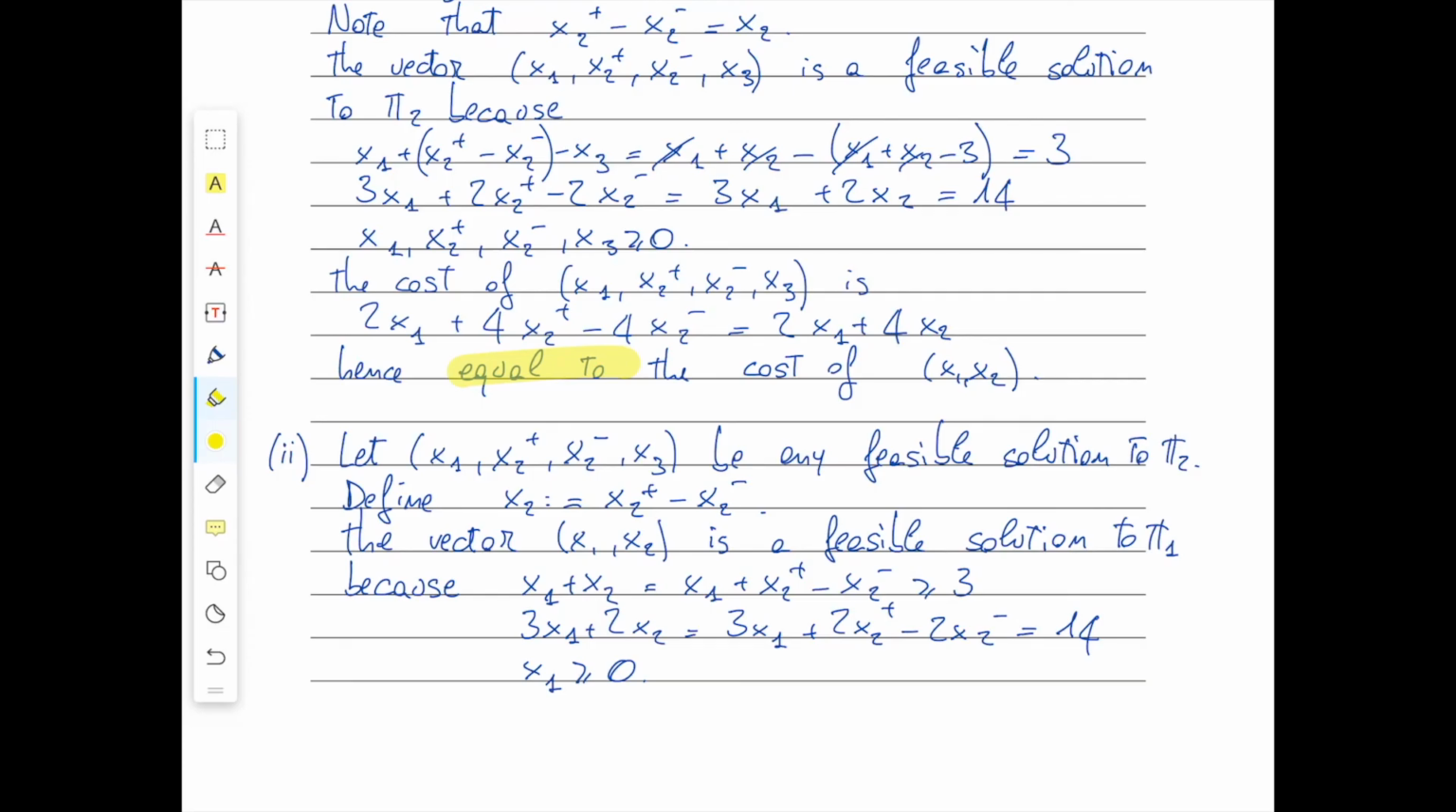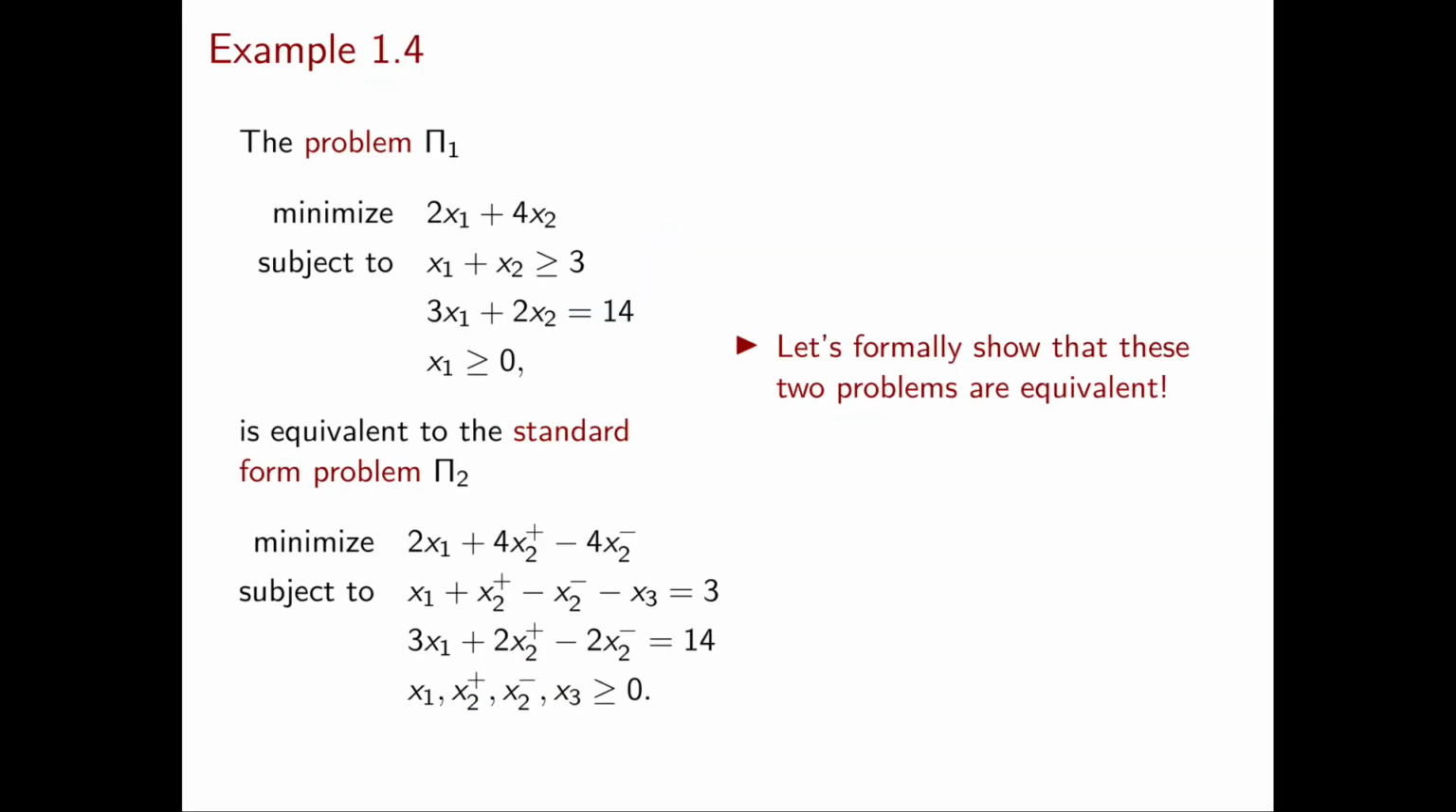To prove equivalency of a given general form linear programming problem and the corresponding standard form problem obtained with our technique, you can always obtain a solution with the same exact cost. And we will see later in the course how in fact you need this less than or equal to in the statement of the lemma in later examples of equivalent problems. Great, so now let's get back to the slides. So now we have shown that pi1 and pi2 are indeed equivalent.